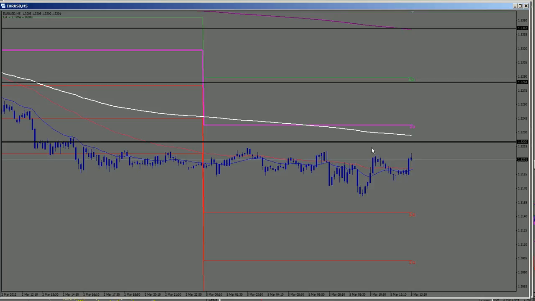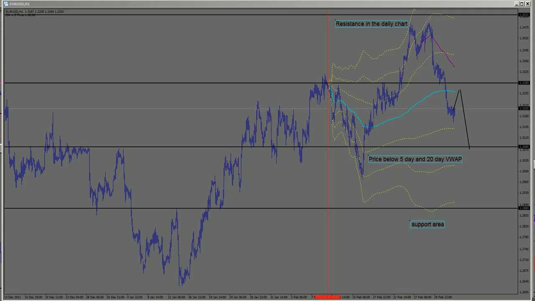As for the euro dollar, if we look at the 2-hour chart here, here's the euro dollar in the 2-hour chart. The price is below the 20-day VWAP and the 5-day VWAP, but basically right in the middle of that range here, of that former range. So I'm still more or less neutral on that pair. Right now I'm waiting for a retrace back to that area, and then I will look for another move to the downside to 130.80, back to the support area here.